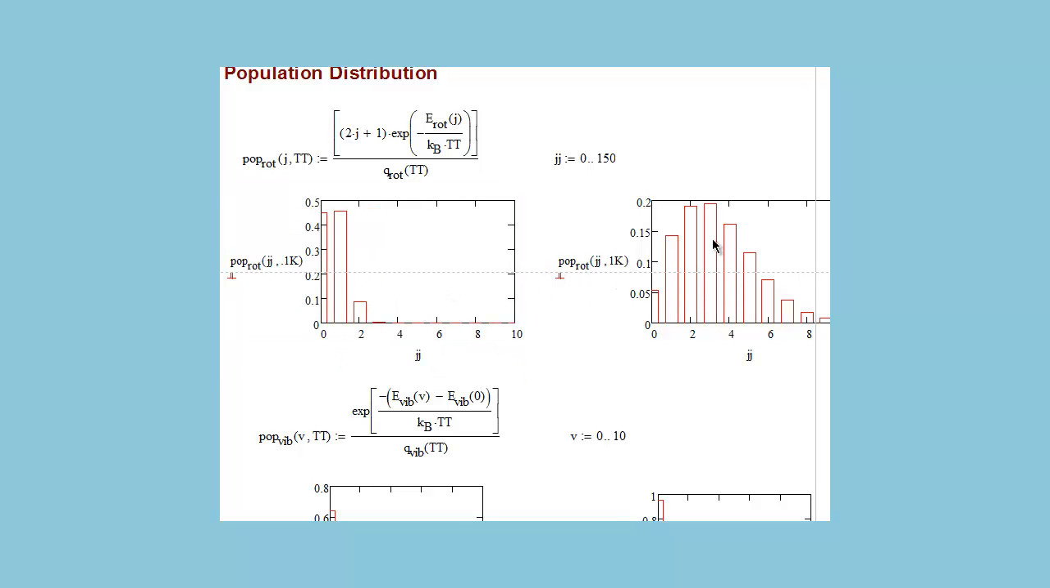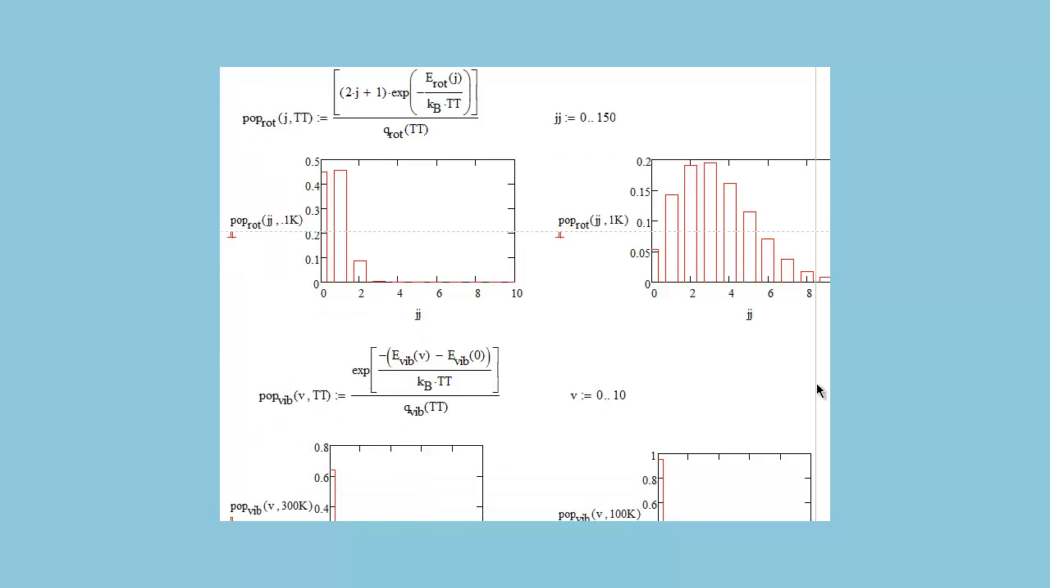And what do you notice? Going from 0.1 to 1 Kelvin, notice the population distribution. Because of degeneracy, the rotational energy population distribution increases with increasing J quantum number. We can scroll down and look at the vibrational population distribution for contrast.